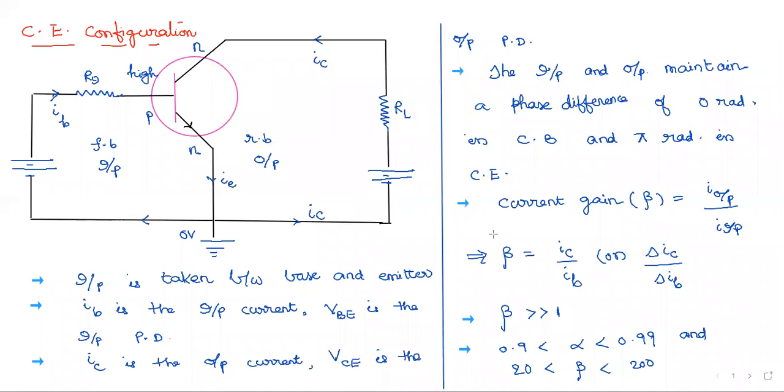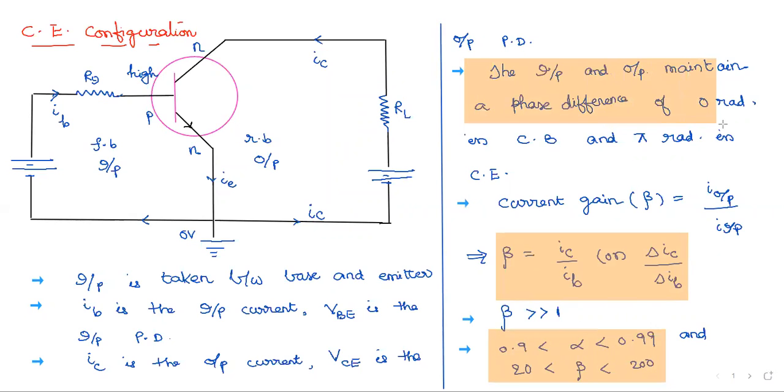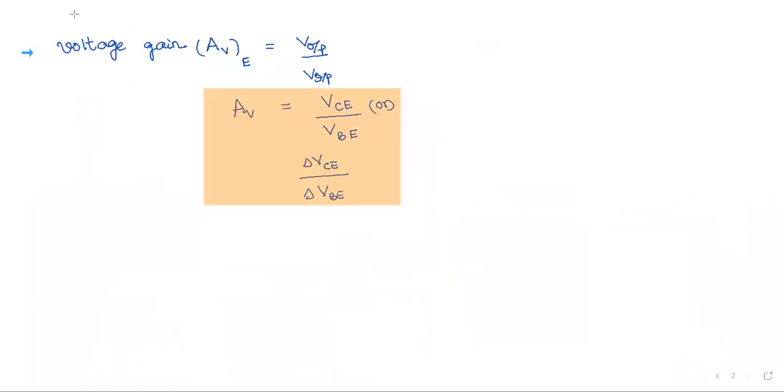And the current gain part also over here, and their ranges also I gave here. The phase differences I gave here, important points. This is common base and common emitter. Okay. And then if I come to the next point, the power gain here. Power gain, that is AP.